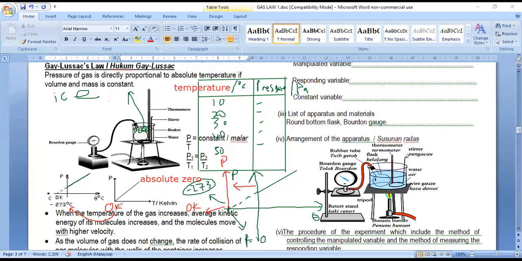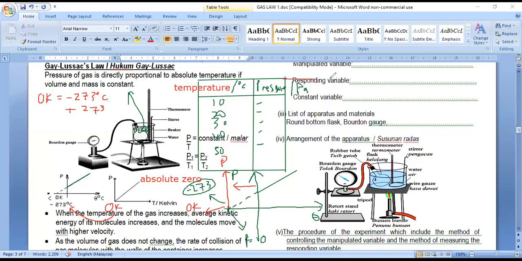So 0 Kelvin is equivalent to negative 273 degrees Celsius. Now, to change from this value to 0 Kelvin, you need to plus 273. So when you plus 273, you get 0. So that's why if you want to convert temperature from Celsius to Kelvin, you need to plus 273.